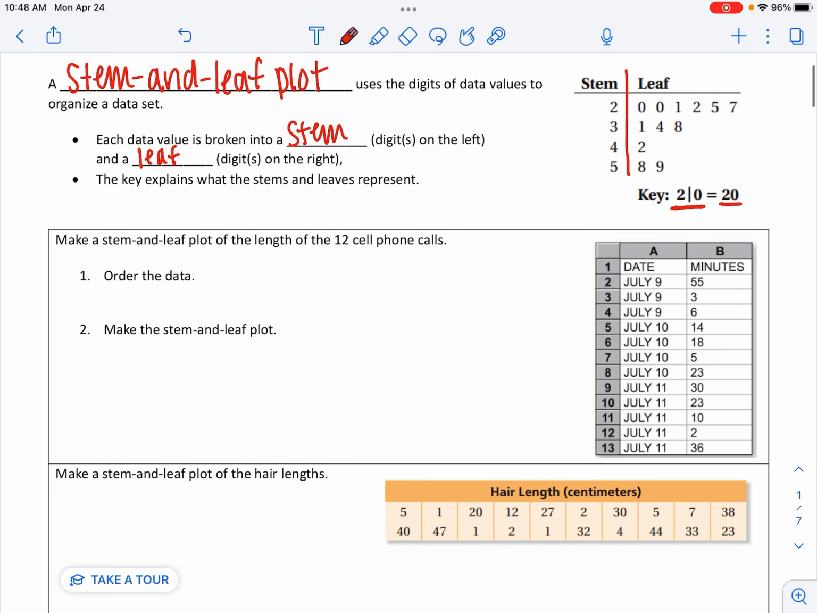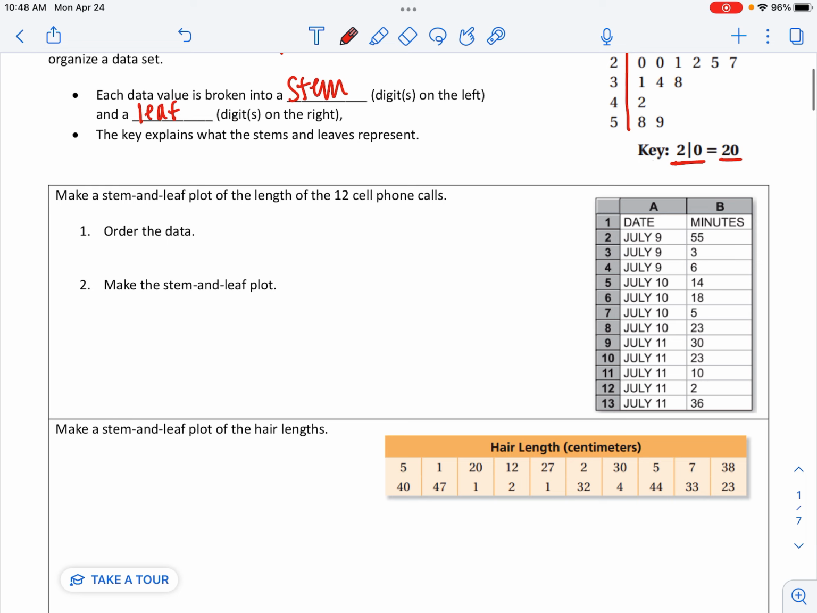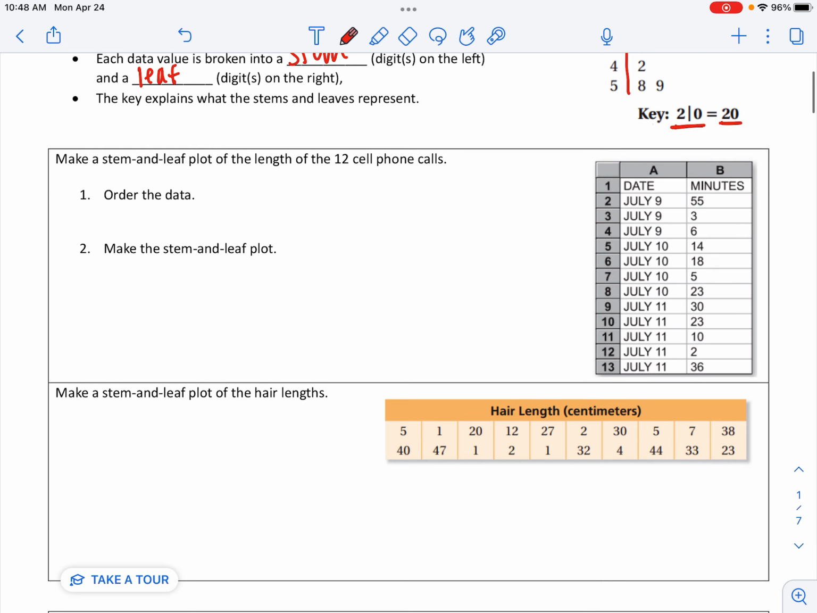So if we wanted to make our own, we have the length of 12 cell phone calls over on the right on this first example. The first step we need to do if we want to make a stem and leaf plot is to order the data from least to greatest. I'm going to cross them off as I go. Even though it has dates, the dates do not matter. All I want is the length of the cell phone calls, which is the minutes on the right.